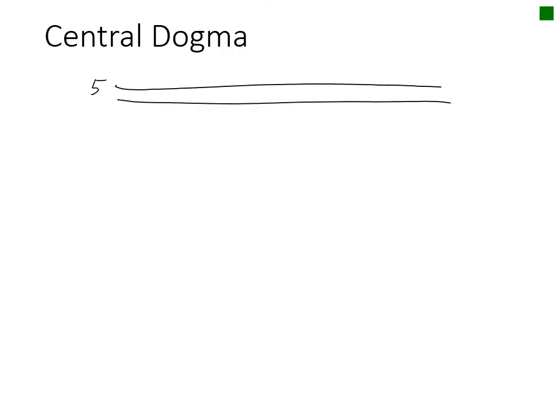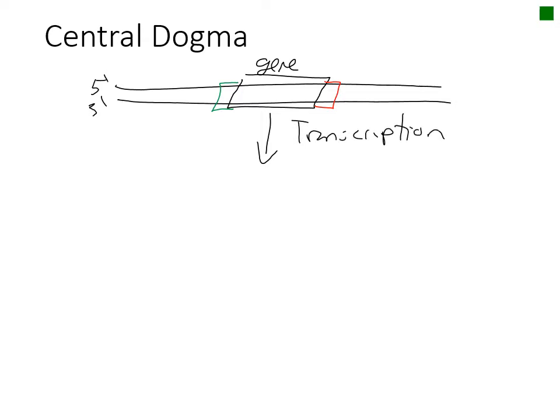Remember from previous videos that DNA exists in the cell in the form of chromosomes, and along the chromosomes are regions of DNA called genes. Each gene contains an upstream promoter sequence and a downstream terminator sequence, so that when this gene undergoes transcription, RNA polymerase knows where the RNA should start and stop, making the primary transcript.